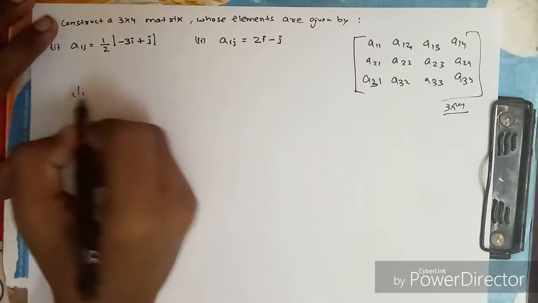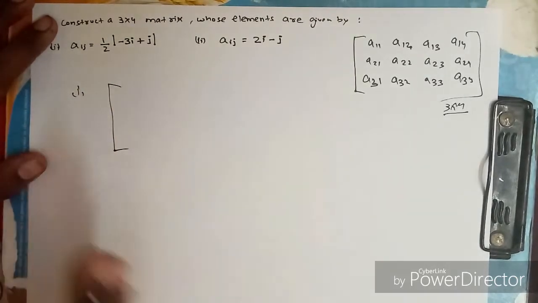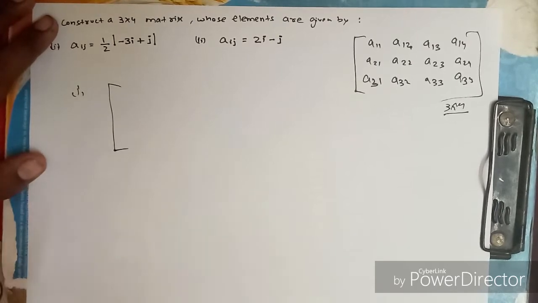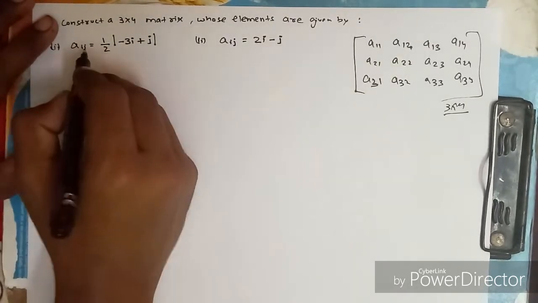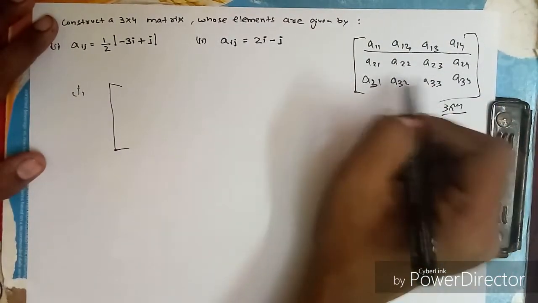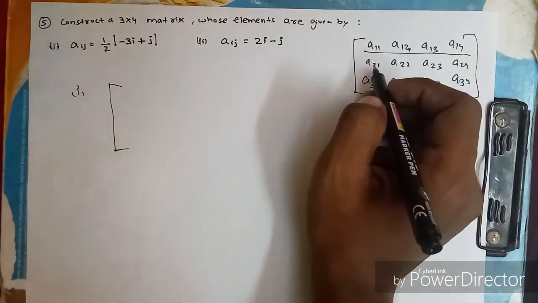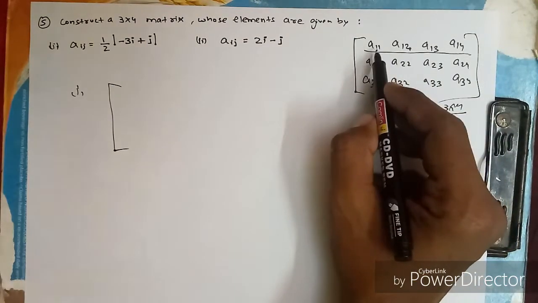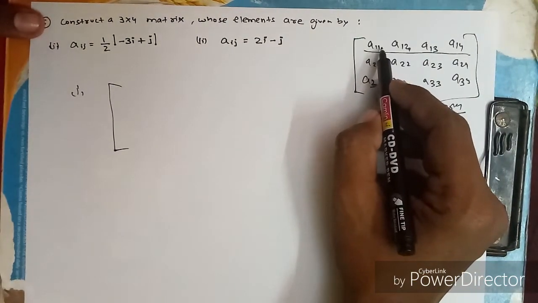So number one, if we are interested in writing the matrix, then we can directly do this. I'm just showing this 4. This one you can easily solve, so I'm showing just this 4. For writing this element, the value of i is 1 and the value of j is also 1.